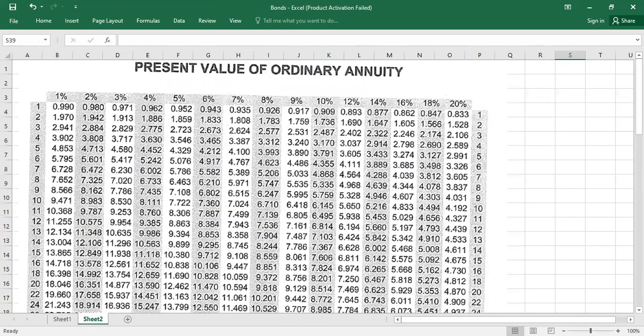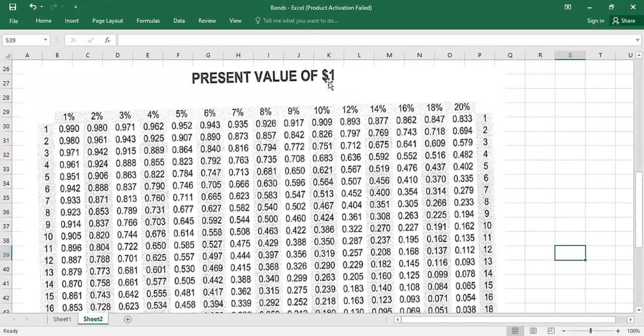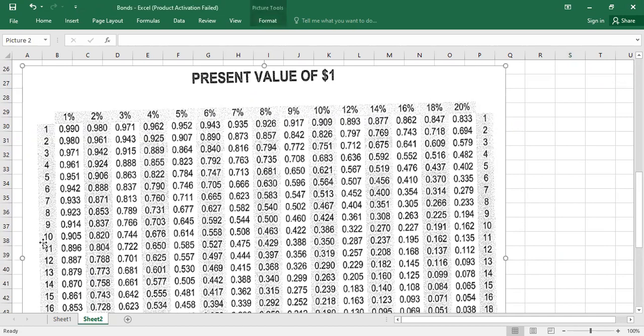So you will go to the present value of $1 table. Look at 5% because the adjusted market rate is 5%, and look for 10 periods. So 10 periods are here. So here is the 10. You can look at here at 5%. It is 0.614.